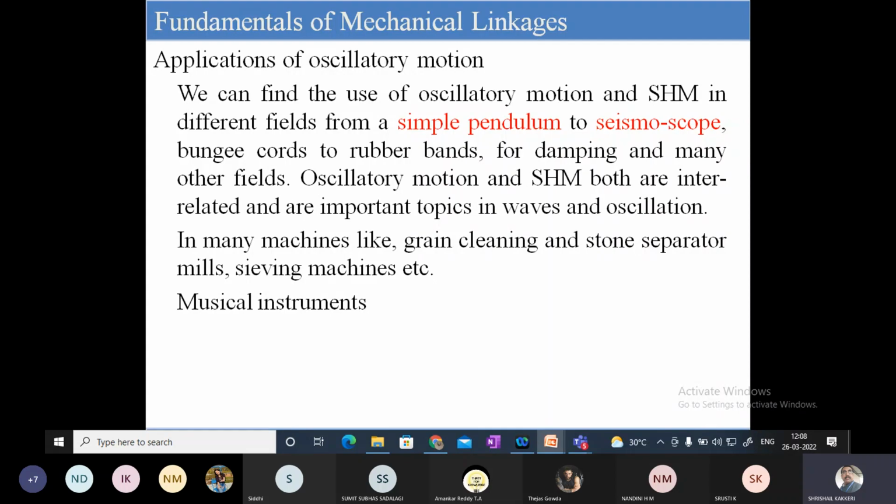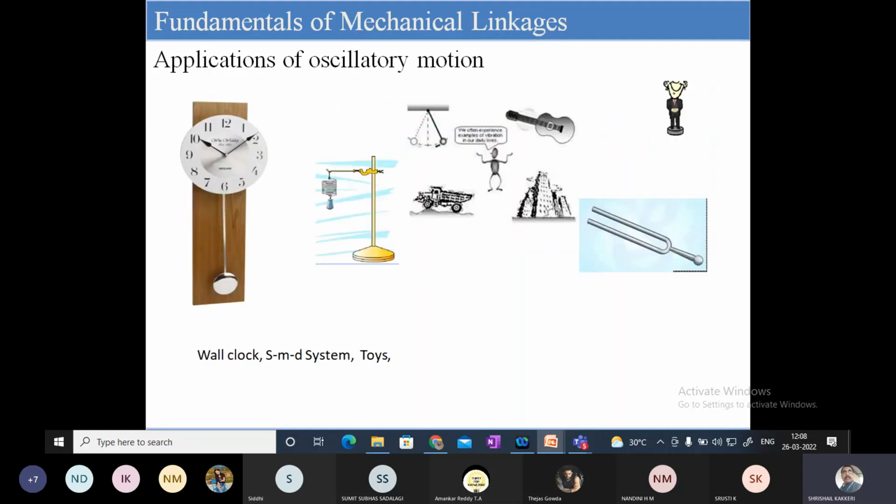Okay, and the very important applications, where you can remember them in the regular things, are the grain cleaning, the stone separation mills. Okay, some of the service machineries. Okay, and musical instruments. Everywhere we are going to use the oscillatory motions. And some of the examples you have seen that are shown here, you can see that the wall clock also will be using the oscillatory motions. And another one, the spring mass damper system. Okay, all the machineries will be having this kind of oscillatory motion.